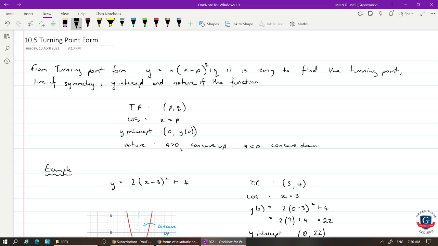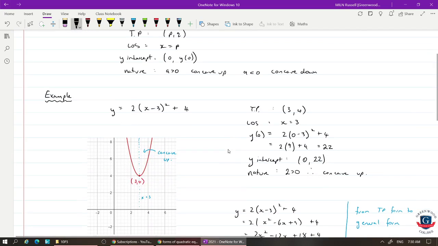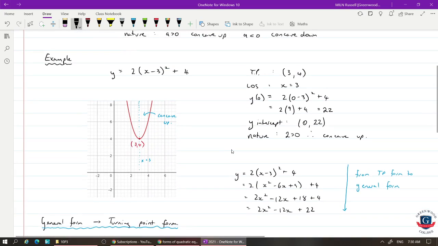If it's greater than 0, it's concave up. If it's less than 0, it's concave down. If it's equal to 0, it's not a quadratic equation. So here's an example: 2 times (x take 3) all squared plus 4. We'll graph this equation here.